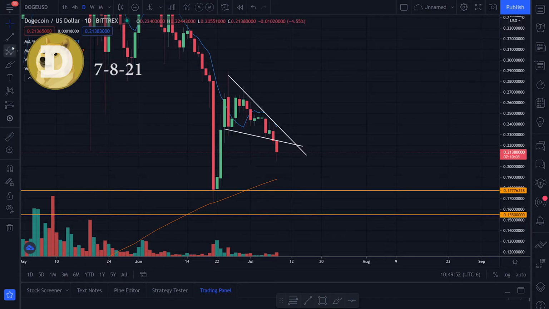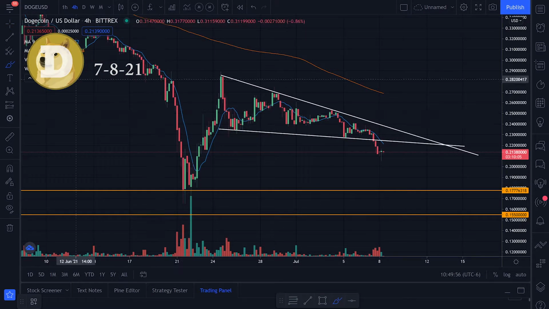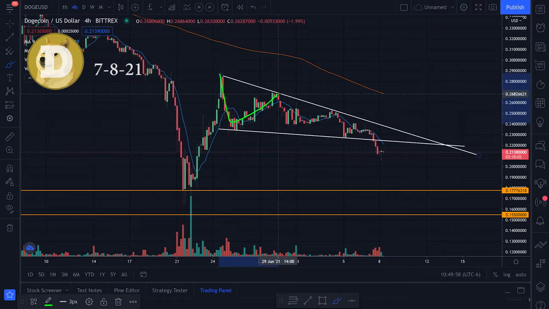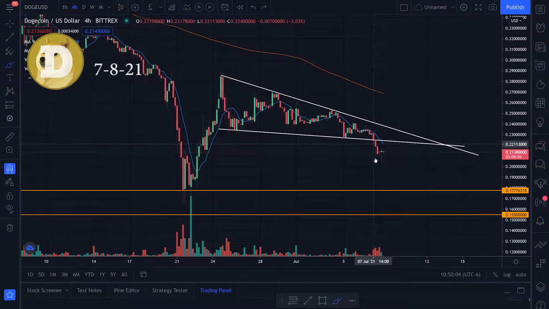Let's take a look at the chart action for Dogecoin. Alright, so we're on the 4-hour time frame right now, and we're looking at this triangle pattern going something like this. We were waiting for a breakout to go to the upside or to the downside, and we actually broke to the downside right here.